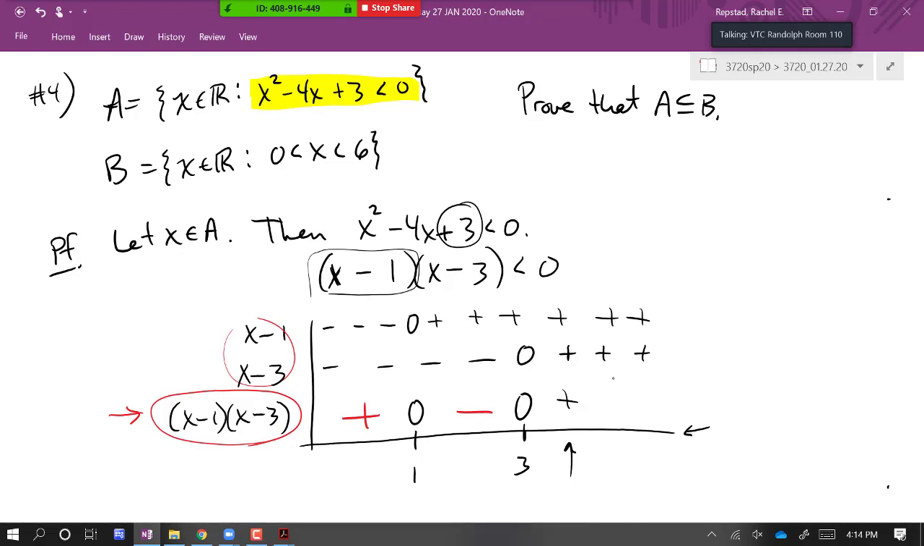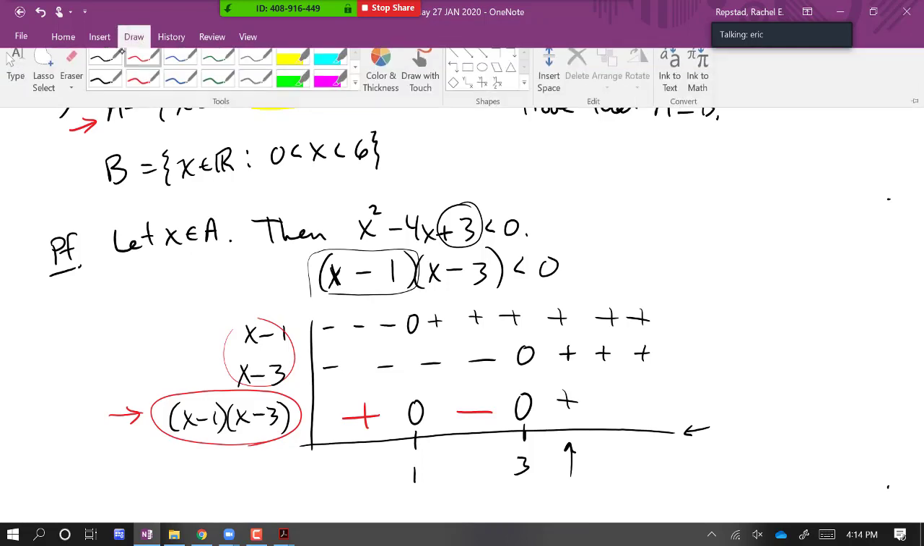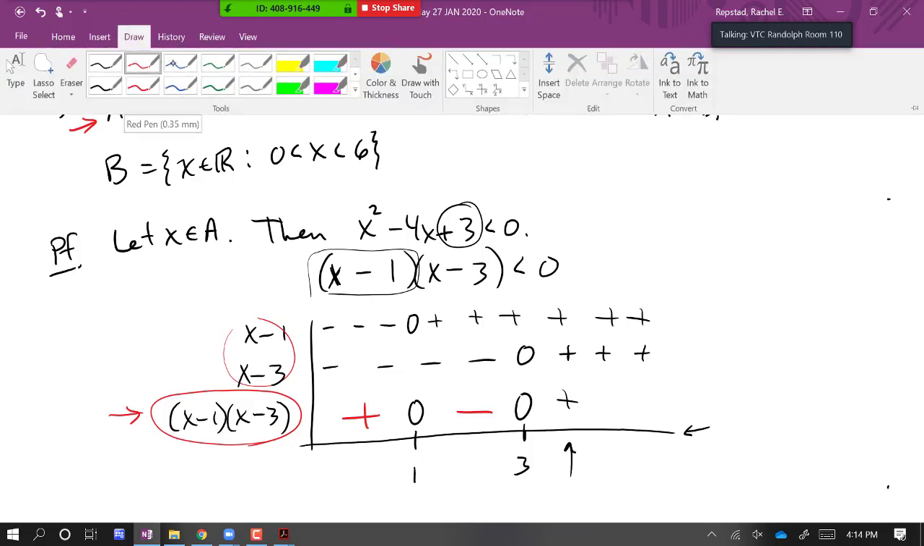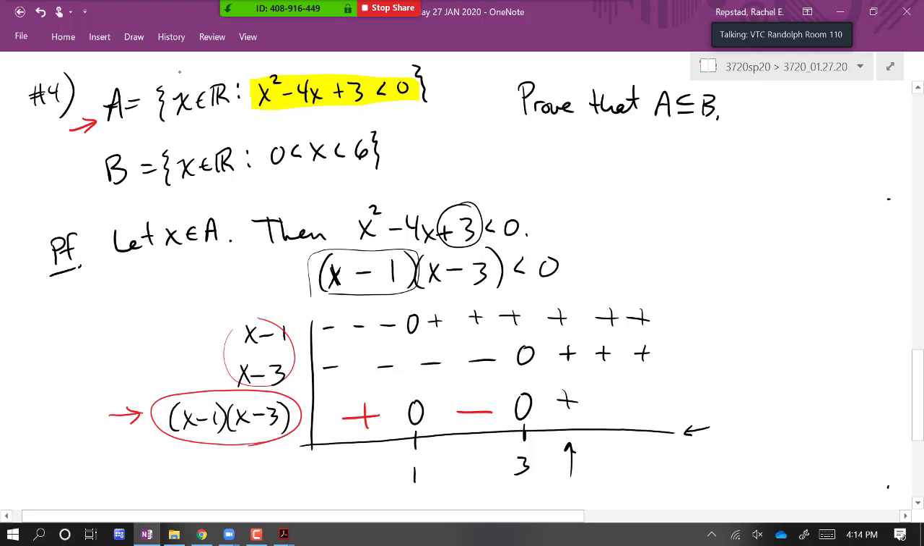So what values of x are included in this set A that we started with? We took that inequality and now we made this sign chart. So we started with 1 is less than x is less than 3. Or sorry, 1 is less than or equal to x is less than or equal to 3. Yeah, in fact, I'm going to go with your first one. It's actually strictly less than because this was a strictly less than 0. But yeah, it's these values in between, right?